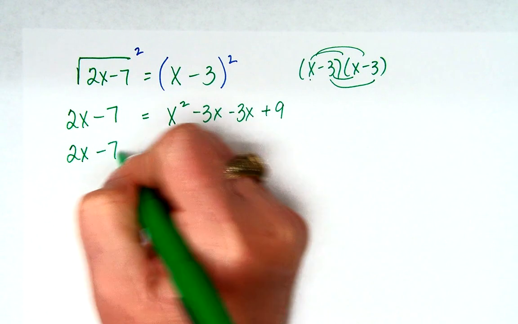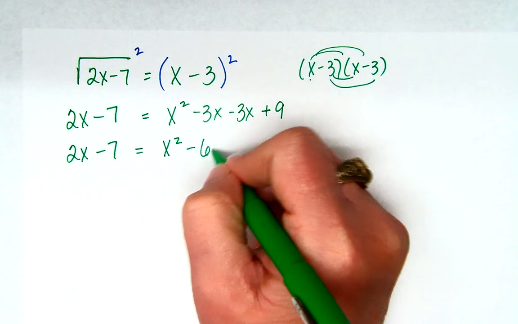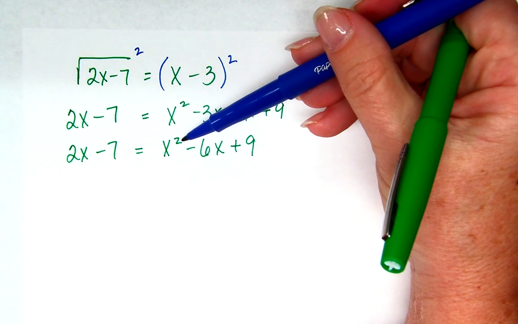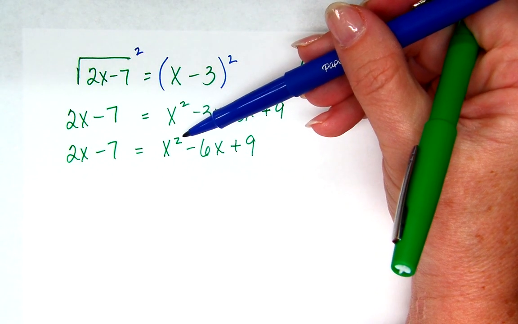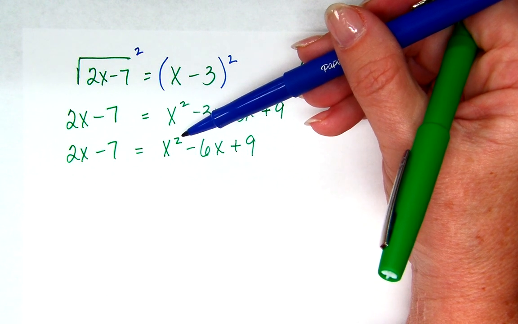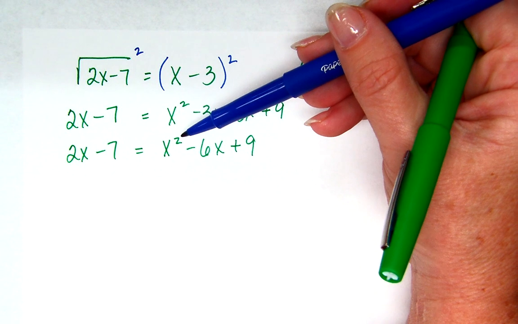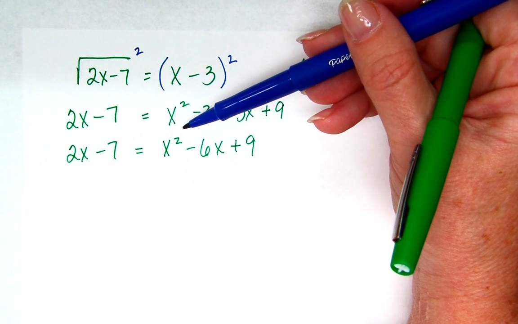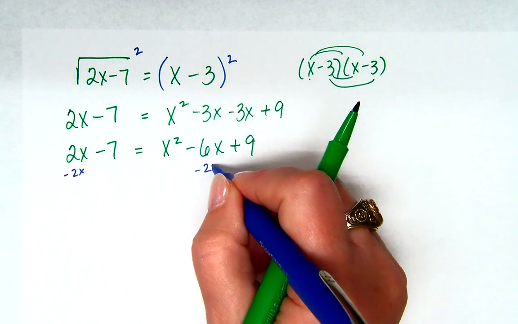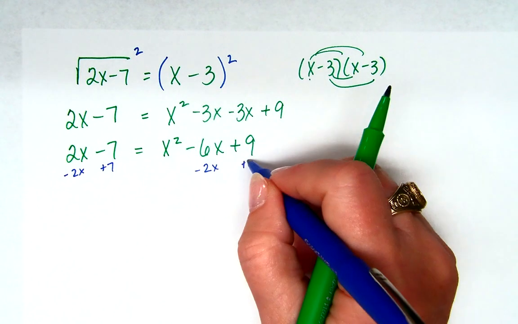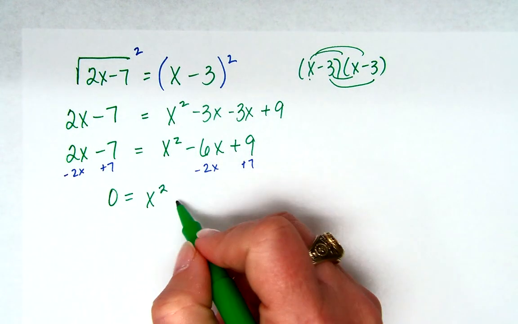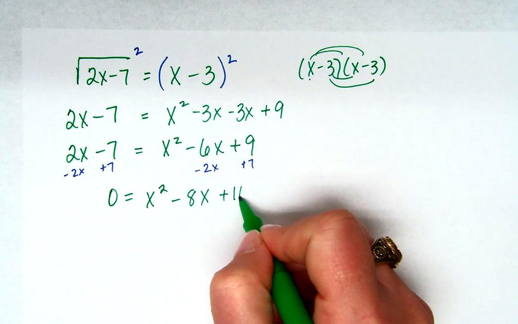So 2x minus 7 equals x squared minus 6x plus 9. What type of problem has this just become? I'll give you a hint. Start with Q. Quadratic, right? If it's a quadratic, what do I need it equal to? 0. Yeah, 0. So let's subtract 2x from both sides, and let's add 7 to both sides. 0 equals x squared minus 8x plus 16.